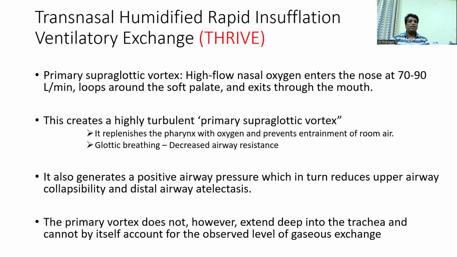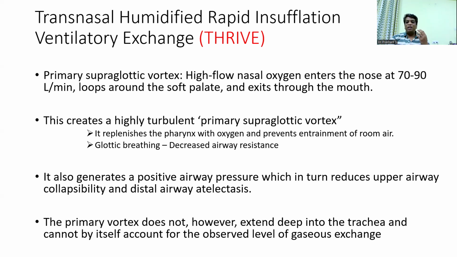In this technology, there are two parts. One is the oxygenation, the other one is the carbon dioxide removal. So in the oxygenation, what happens? Whenever we are giving a high flow nasal oxygen, at a rate of around 70 to 90 liters per minute, which enters through the nose, it loops around the soft palate and exits through the mouth. This creates a highly turbulent primary supraglottic vortex, which replenishes the pharynx with oxygen and also prevents the entrainment of room air into the nose or oral cavity.